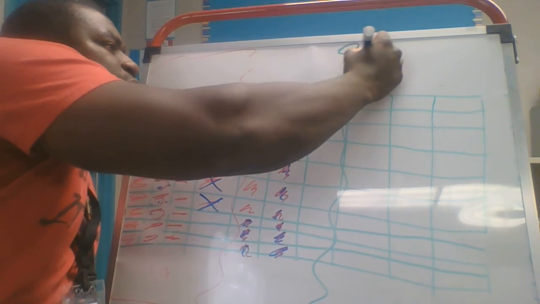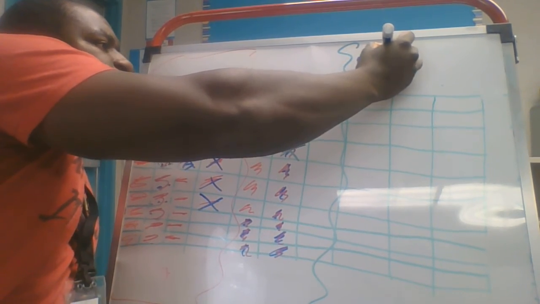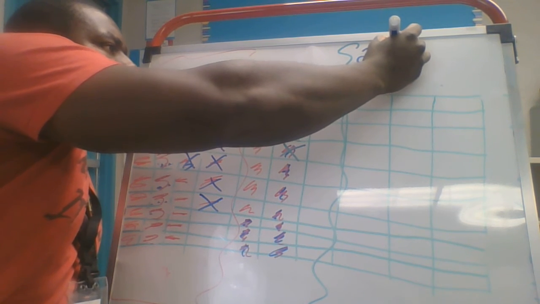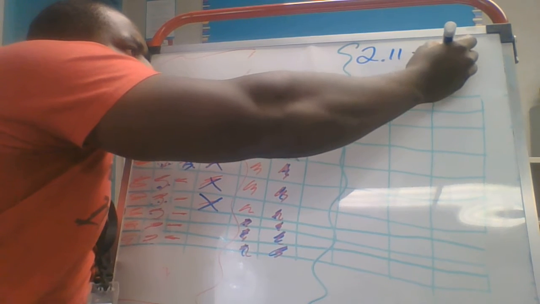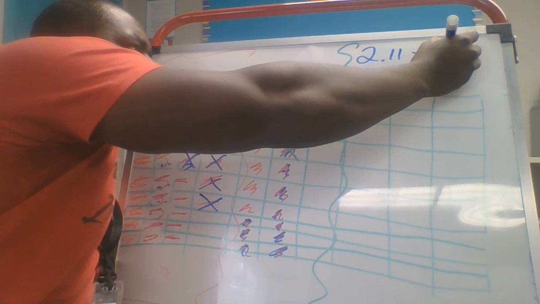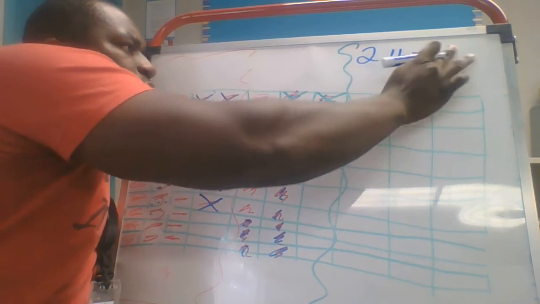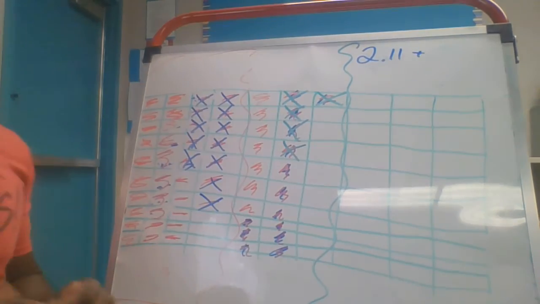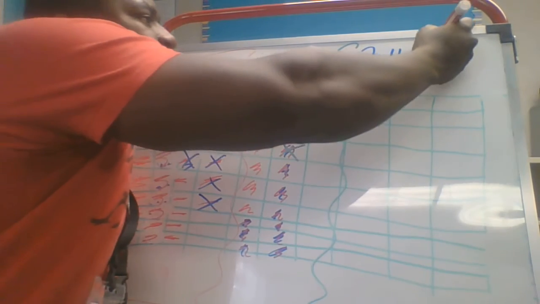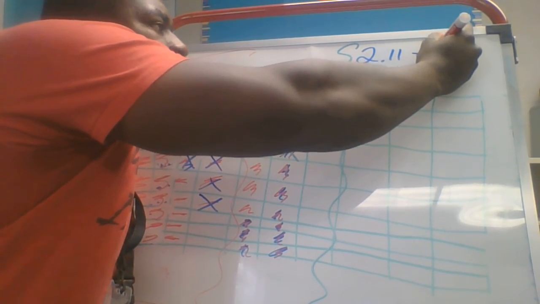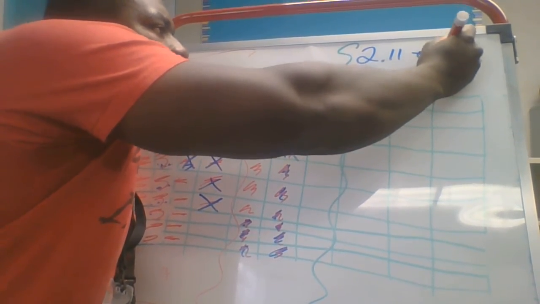So if I have 2 and 11 hundredths plus 0. Forgot one of my rules. Change the color. Make sure you change that color even when you're writing. Change that color. Get in the habit. Plus 0 and 10 hundredths.